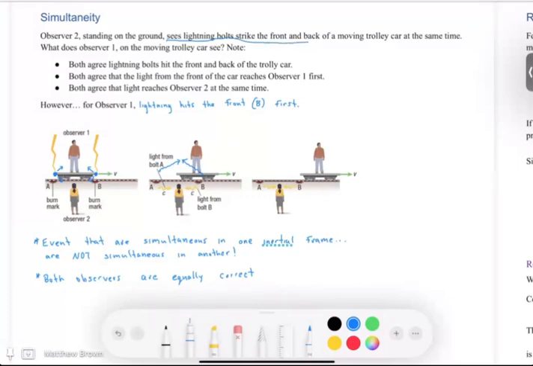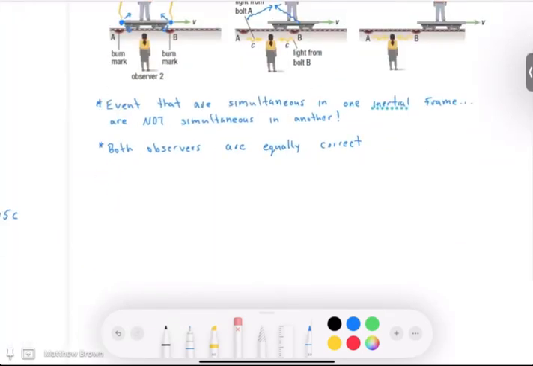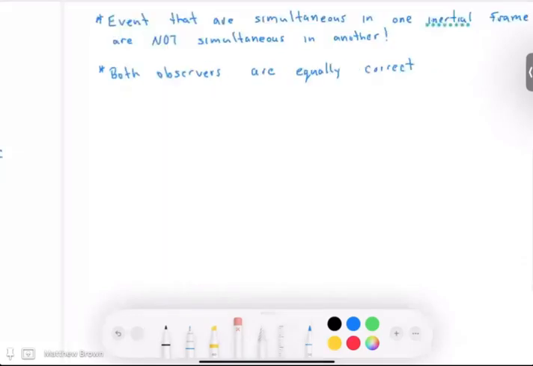Sees lightning bolts strike the front and back at the same time, right? And so I'm saying, look, this is observer 2's perspective. It feels like the correct perspective. I mean, it feels like, yeah, they're on the ground, the other observer's moving in the trolley car. But then you have to say, well, wait. From the observer on the trolley car's perspective, they're not moving, right? The observer 2 on the ground and the ground under them is moving, right? So you kind of imagine observer 2, let's see if I can.